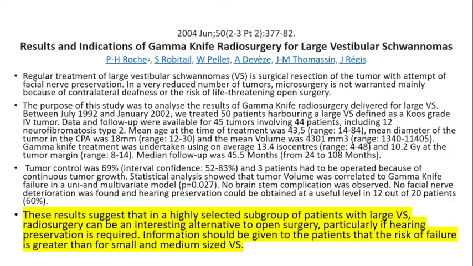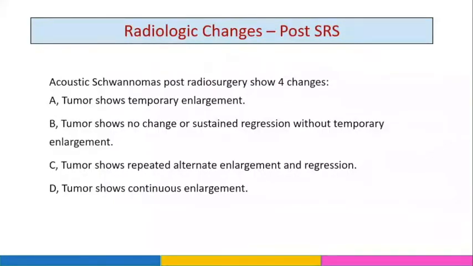So basically, I think in a large acoustic schwannoma also, people have now shown that in a large series of over 80 patients or so, tumor control of about 70% has been obtained, and it is possible to preserve the brainstem function in these patients.